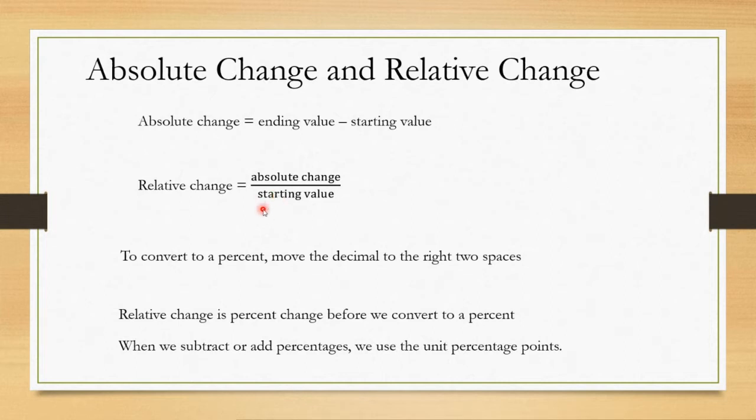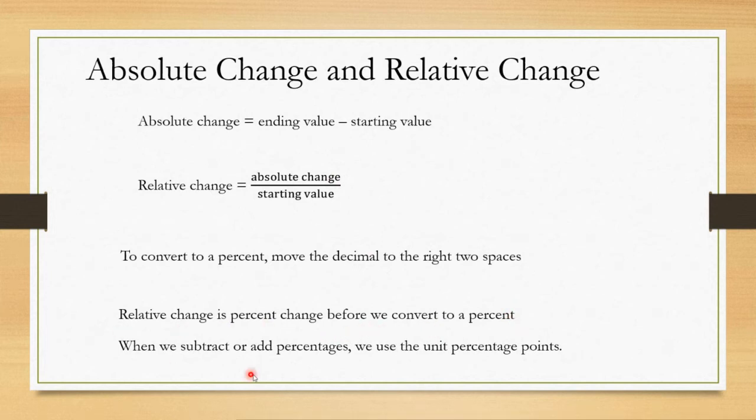The relative change is actually what you have before you have percent change. In other words, if someone's asking you, what's the percent change in this, or by what percent did something increase or decrease, you basically calculate the relative change, and then you convert that to a percent. And remember, to convert it to a percent, you move the decimal point 2 spaces to the right, which is really the same thing as multiplying by 100. We will see an example or two today.